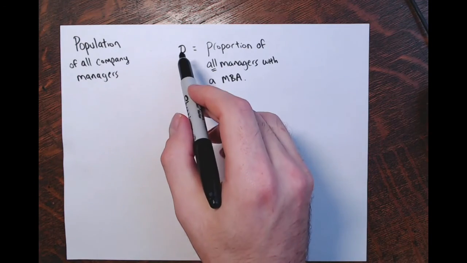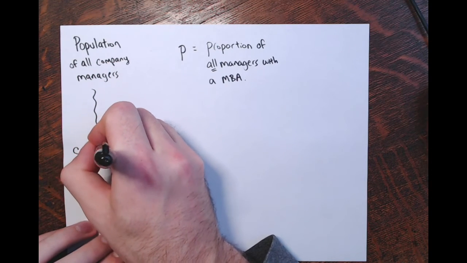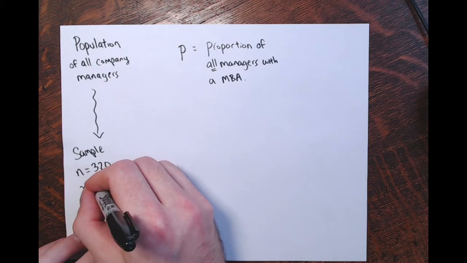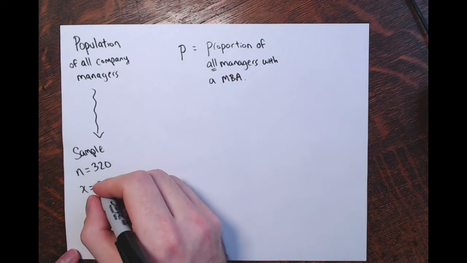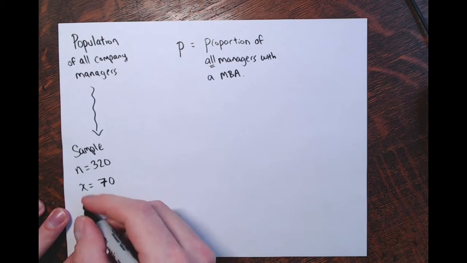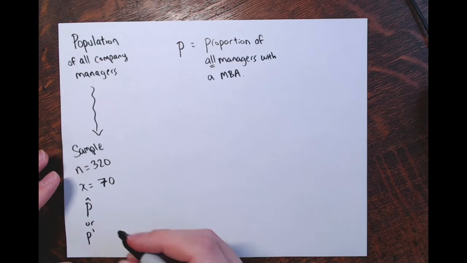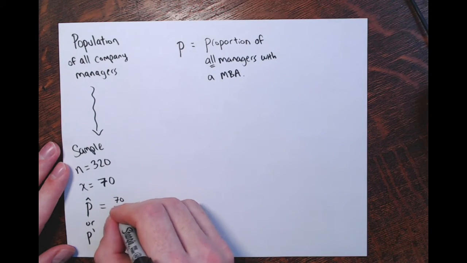Now this is unknown. We do not know this, because we're not given information about the entire population. We are taking a sample. She takes a sample of 320 of these managers and finds that, and I typically use X to represent the number of successes. In this particular problem, a success is having an MBA. So she finds that of these 320, 70 of them hold an MBA, meaning that the sample proportion, remember, p hat or p prime, you might see p prime as well. Both of these mean sample proportion.